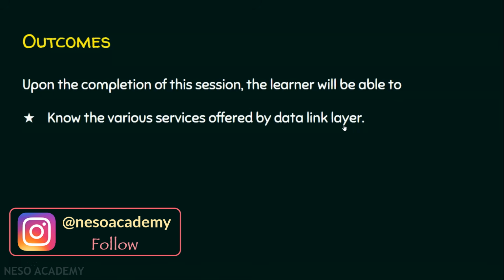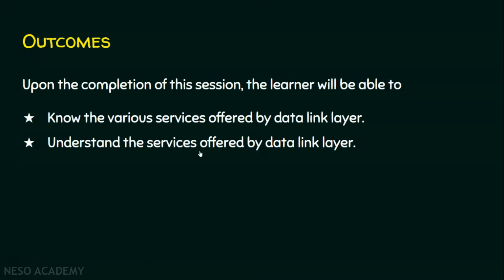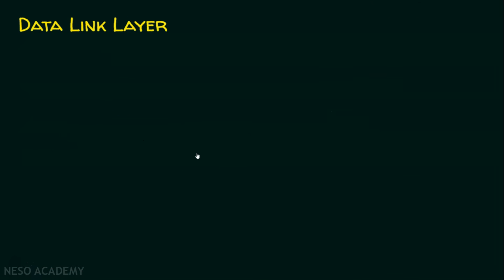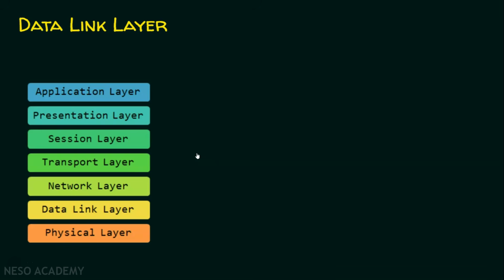After knowing the various services offered by data link layer, we will understand the services offered by the data link layer. Data link layer offers 5 services. We will know what the 5 services are and we will understand them. We will start with the data link layer. Data link layer is layer 2 in the OSI reference model. So we have 7 layers in the OSI reference model and data link layer is the second layer, that is layer 2. And we can also call this layer a link layer, simply link layer.